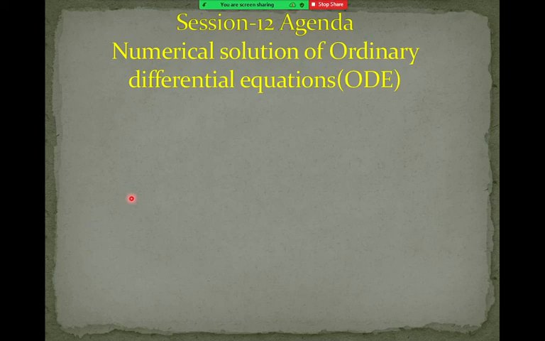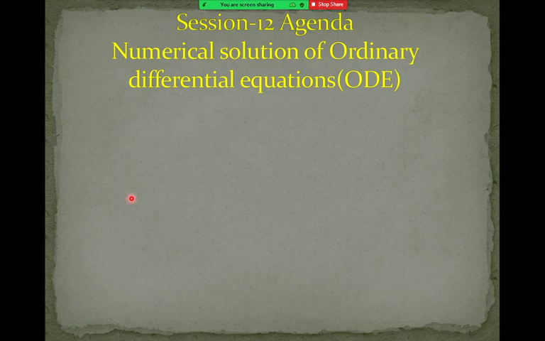Okay, so this is the last session, number 12, numerical methods to solve ordinary differential equations. Which one is the last method that we finished? Picard's. Good, very good. So the Picard's method that we saw used the integration formulae.